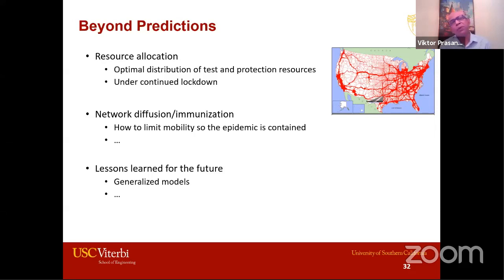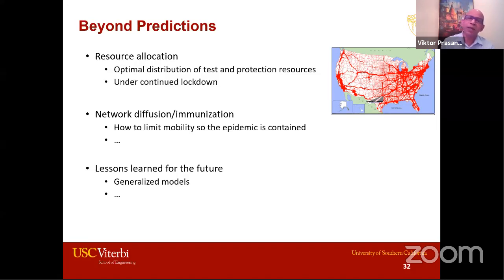Now, let's see what happens beyond this prediction. Prediction is part of the initial phase of our work here. We can use these models to do resource allocation. For example, we can look at optimization problems in terms of what is the optimal way to distribute the available test kits. What happens when you have continued lockdown? What is the optimal way to distribute in that context? We also have done a lot of work in the context of network diffusion immunization problems. So we can also look at, for example, how to limit mobility so that the epidemic is contained. We can look at those kinds of problems as well.